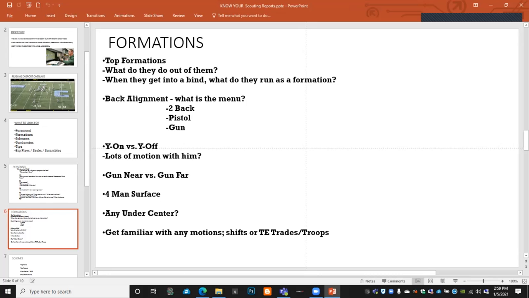I just talked about GN, which means gun near. Opposite of GN is GF, which is gun far. Is the running back aligned to the strength, to the tight end, or is he aligned away? And then look for four-man surfaces. Four-man surfaces drive defensive coordinators nuts. We have to adjust when a team comes out with the tight end and a wing. They created an extra gap, and we have to account for that extra gap. And then, are they under center or are they in gun? The last bullet I say is just get familiar with any of the motions, shifts, trades, or troops. Really, really important.